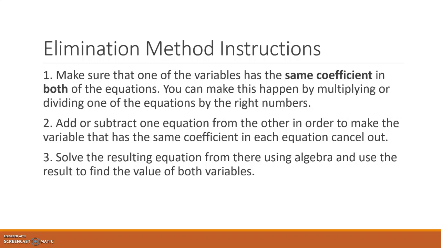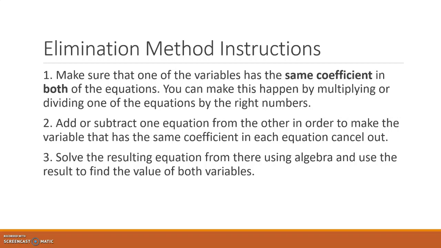Once we've got that, we need to use our second step. We need to add or subtract one equation from the other in order to make the variable that has the same coefficient in each equation cancel out. Then the third step is to solve the resulting equation from there using algebra, and then use the result of that to find the value of both variables.